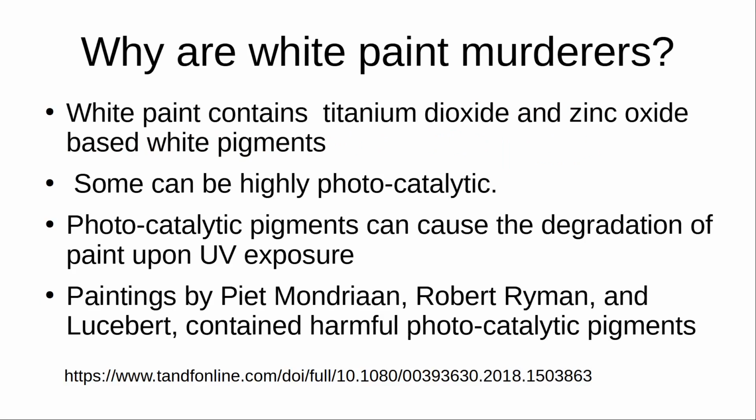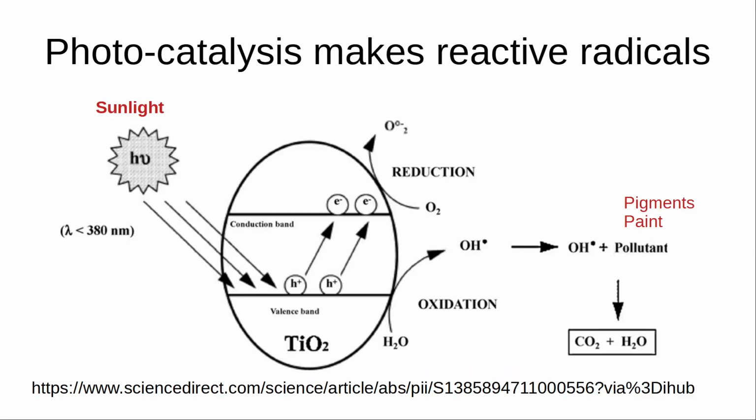White paint contains titania oxide and zinc oxide, and they can have photocatalytic activity. Now, photocatalytic activity means it accelerates the degradation of paint when it's exposed to UV light. So that's when your paint is in the sun. Paintings by various artists have already been found to contain harmful photocatalytic pigments. So this is for real.